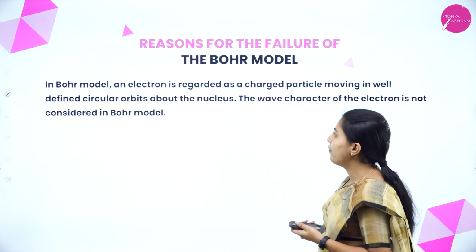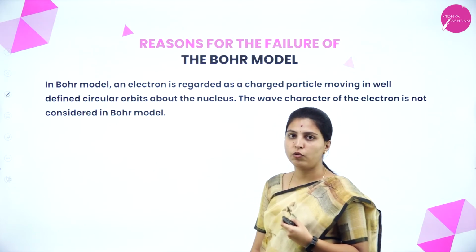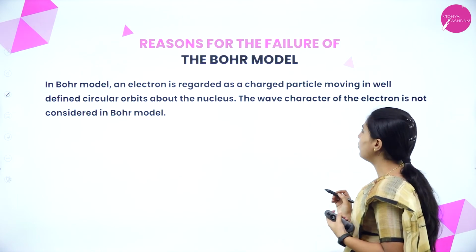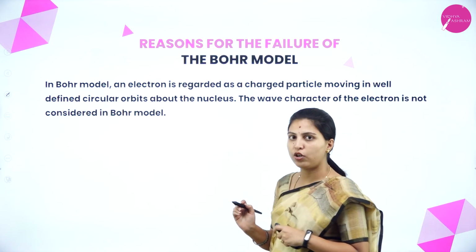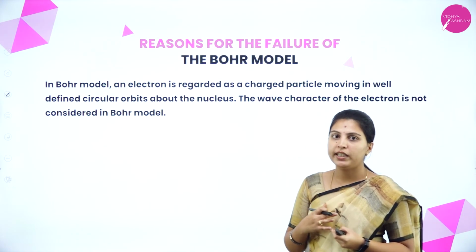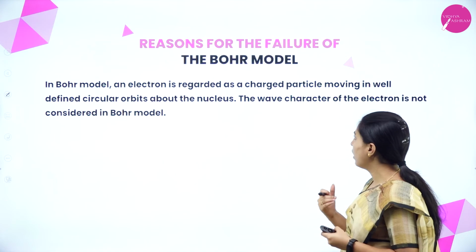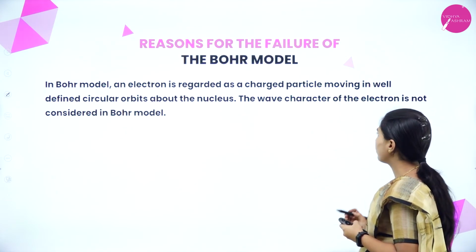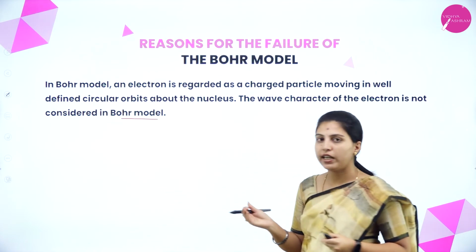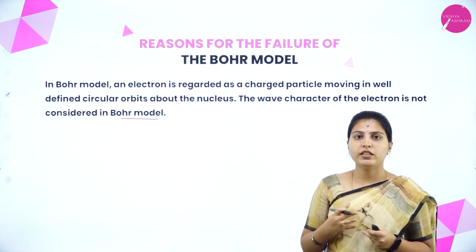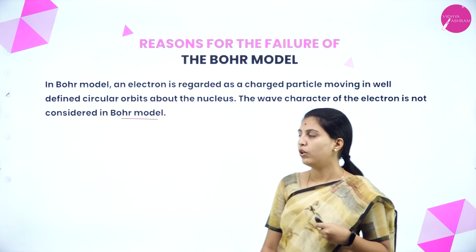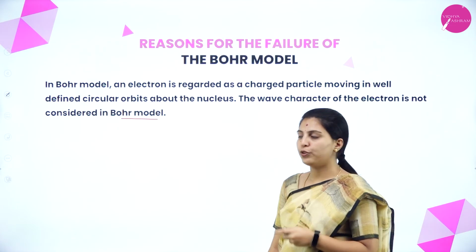Next, reasons for the failure of the Bohr model. What are the reasons? In Bohr model, electron is regarded as a charged particle moving in a well-defined circular orbit. He told it will be in a well-defined circular orbit. It cannot show as a truth. The wave character of the electron is not considered in Bohr model. The wave character of the radiation he could not account for in his theory. So, these are the two reasons for the failure of Bohr's model.